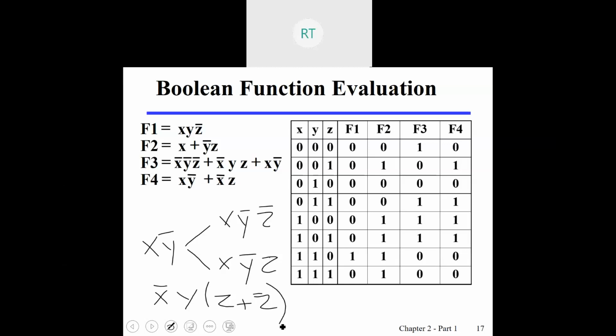Yes, Anthony, you can write your question. I cannot hear you, but you can write. What is F2? You want me to repeat it? Anthony? Okay, I will repeat F2.